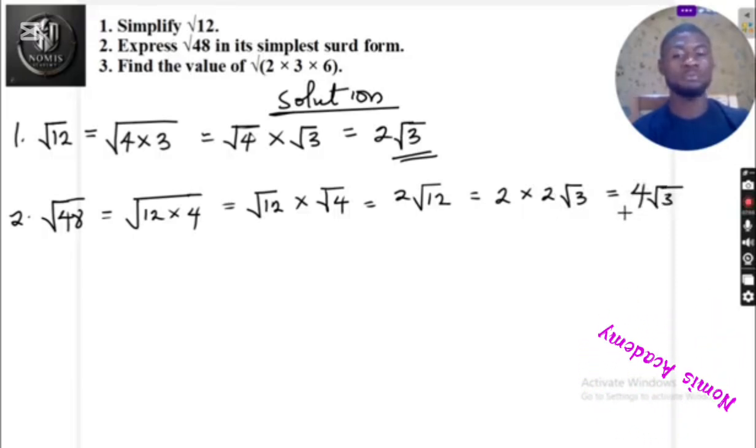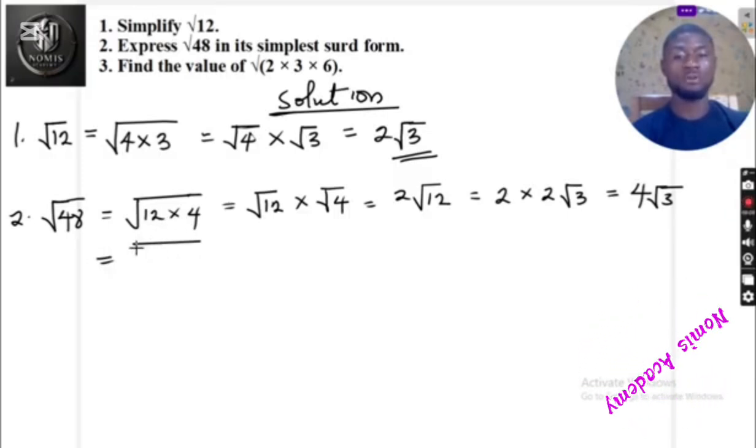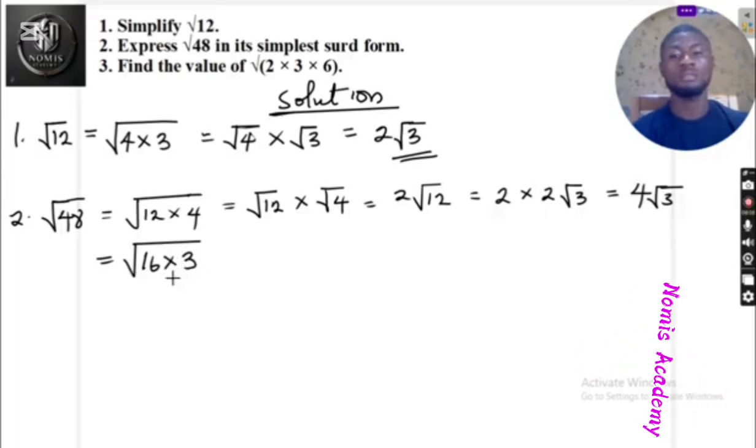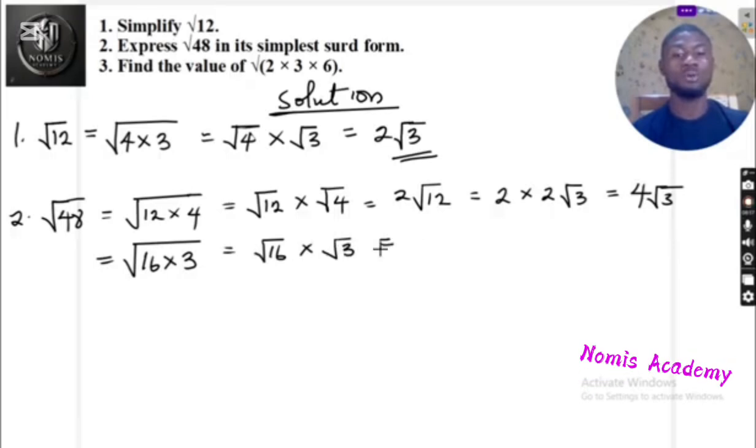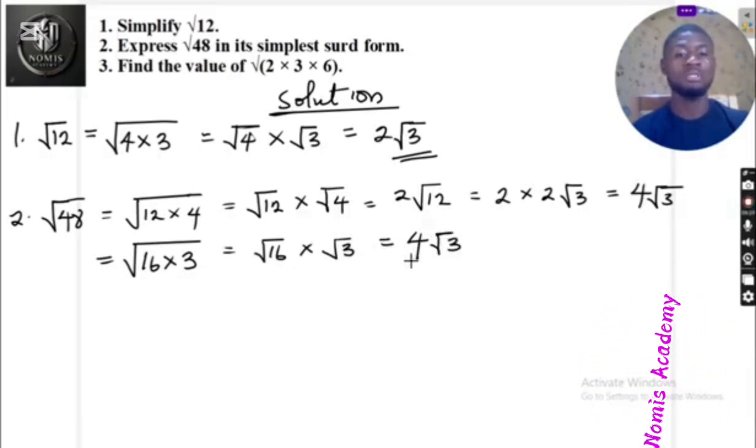Another shorter way to get this done is by saying 16 multiplied by 3. Instead of 12 times 4, it can simply be 16 multiplied by 3. So 16 multiplied by 3 still gives me 48. So I can split it to be root 16 multiplied by root 3. That root 16 will straightforwardly give me 4, because the square root of 16 is 4. And then I'm left with root 3, which is not a perfect square, so I will leave the answer in surd form. So this is 4 root 3. You can see that you still have the same answer.